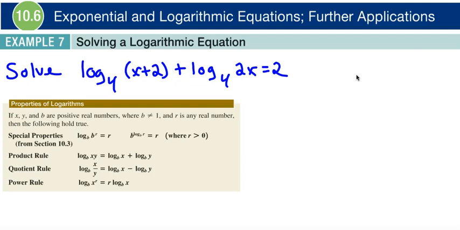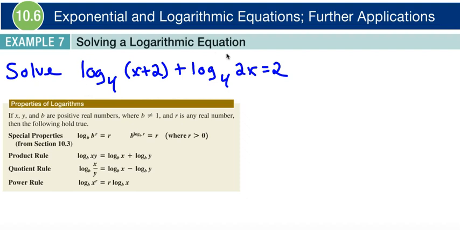Alrighty, let's move on to example number 7 here, where we have this long guy. We have log base 4 of x plus 2 plus log base 4 of 2x equals 2. And I've pasted these properties right here so that we can use them to help us solve this. So let's go ahead and get started.